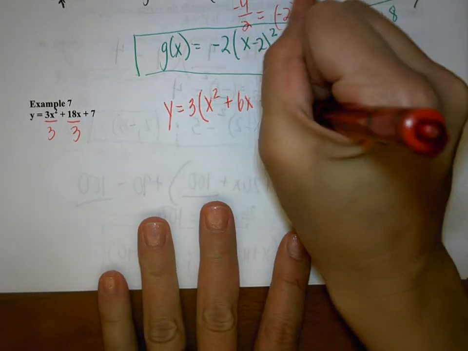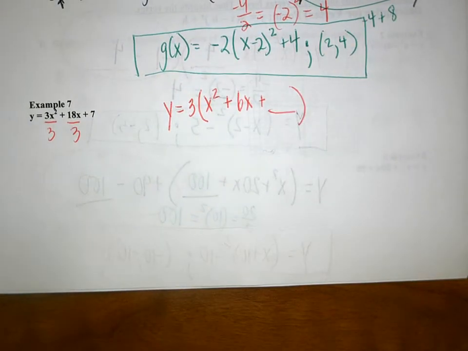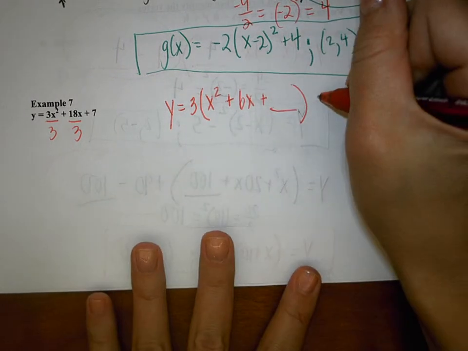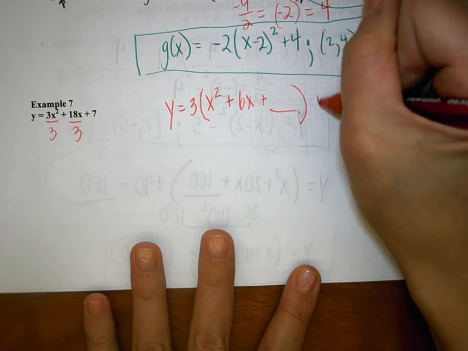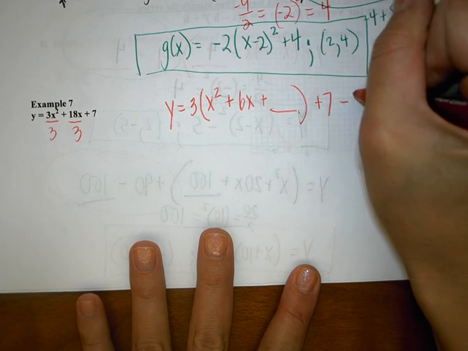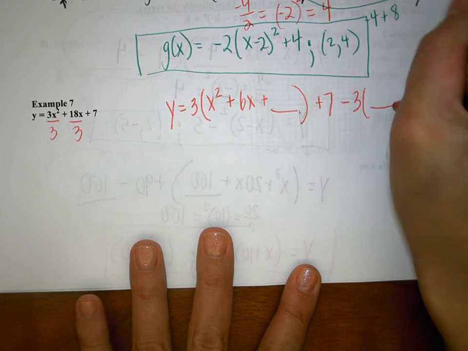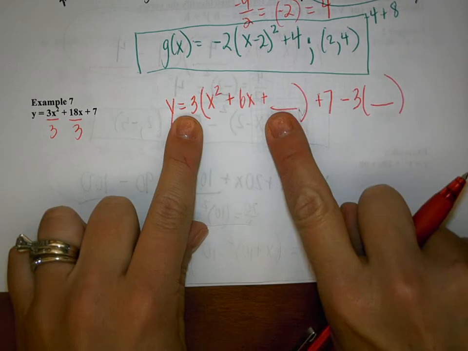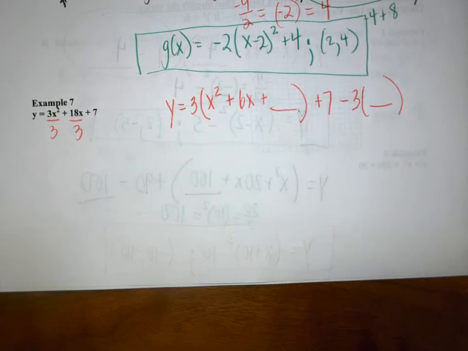Good. And then what is going to be at the end, Blessy? We're just going to do blank. Yeah, you're fine. Okay, because if we have 3 times this blank, we're going to have minus 3 times the blank at the end. Okay, now what am I going to do?